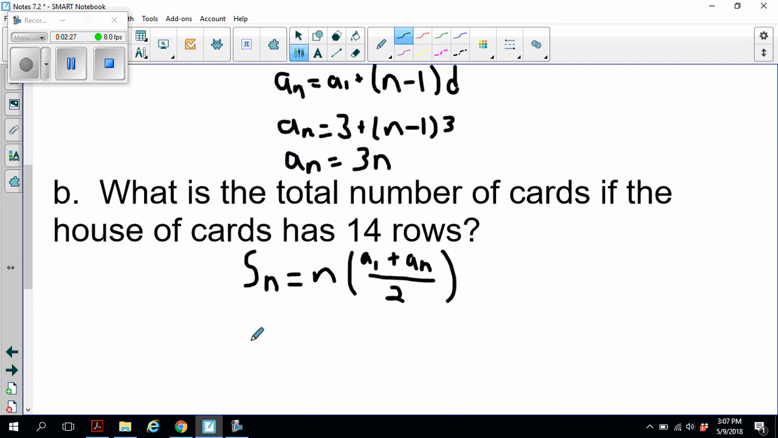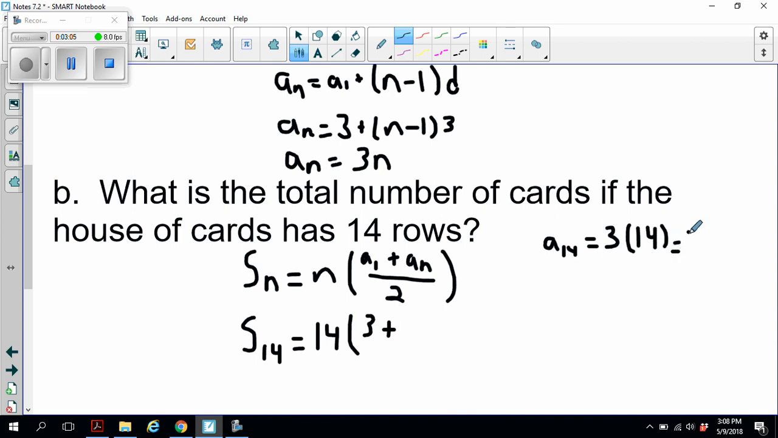Now here we have 14 rows total, so we are finding the sum of the first 14 rows. So we plug 14 in for n. Our a sub 1, we already figured out, was 3. Now our last term, a sub n, in this case is going to be our a sub 14. What we're going to do is plug 14 into our rule that we just found earlier, into the n. So we do 3 times 14, that should give us 42 here.